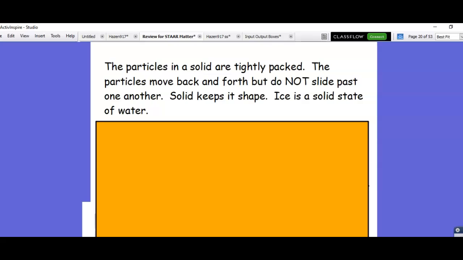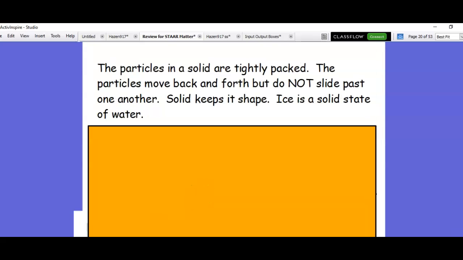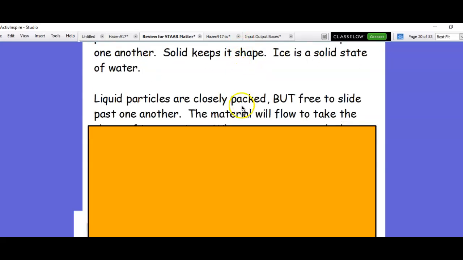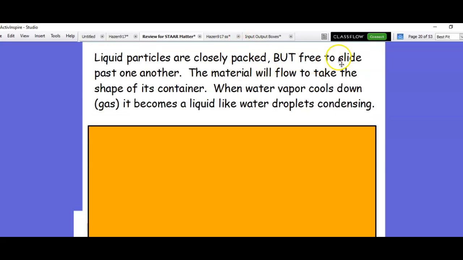So with those things, we wanted to start discussing the particles. In a solid, particles are tightly packed, right? And they move back and forth but do not slide past one another. Solids keep their shape. Ice is a solid state of water. So you hear that ice is a solid state of water. Liquid particles are closely packed but free to slide past one another. The material will flow to take the shape of its container.